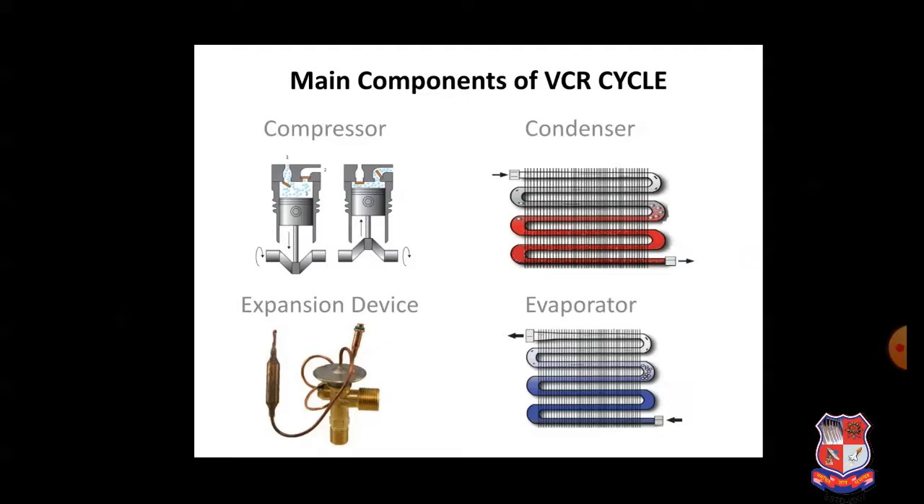First of all, we are going to discuss the main components of the VCR cycle. There are 4 main components of the VCR cycle: compressor, condenser, expansion device and evaporator. Now we are going to discuss the function of the compressor. The function of the compressor is to increase the pressure and temperature of the vapor refrigerant, so the vapor refrigerant is easy to condense in the condenser.